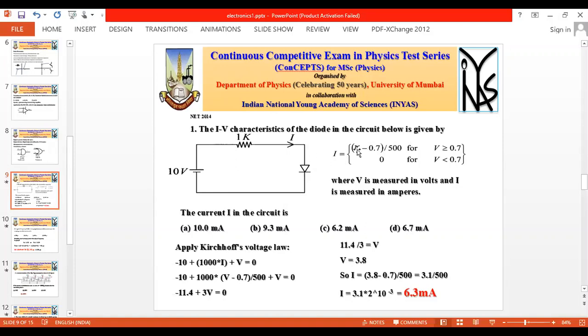So still the V is unknown. This is not the 10 volts. The V is an unknown value, and the supply voltage that we can denote as Vs, it is 10 volt. So that's why we are forced to use Kirchhoff's voltage law, not Ohm's law. Okay.